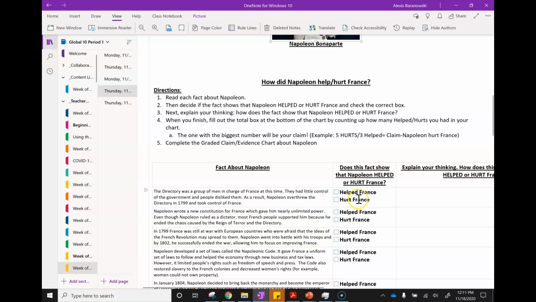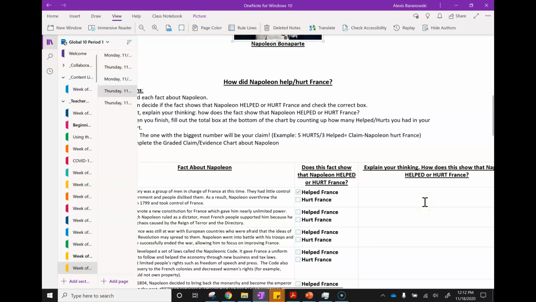Once you read the fact, you want to move over to the next column, which says, does this fact show that Napoleon helped or hurt France? So ask yourself that question, and I'm thinking about what I read, and I'm thinking that maybe this shows Napoleon helped France, so I'm going to check that box. And then the next column over says, explain your thinking. How does this show that Napoleon helped or hurt France?